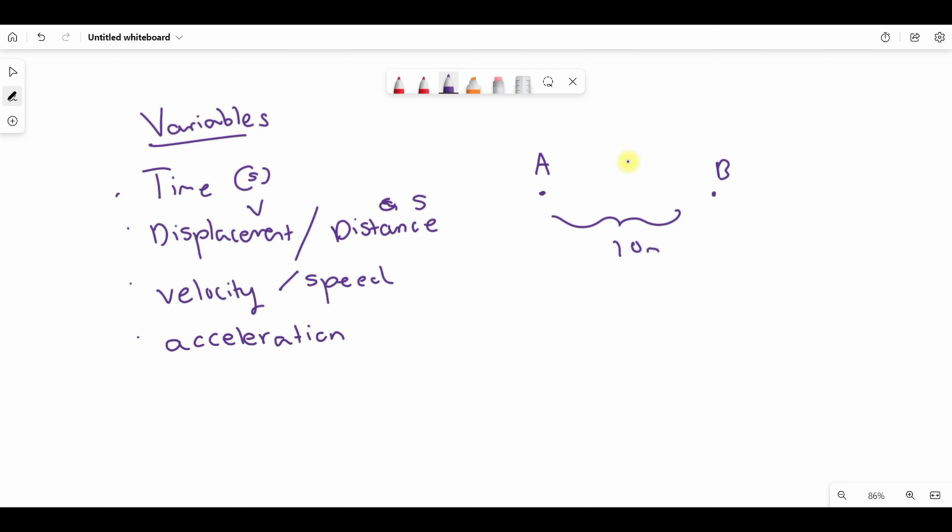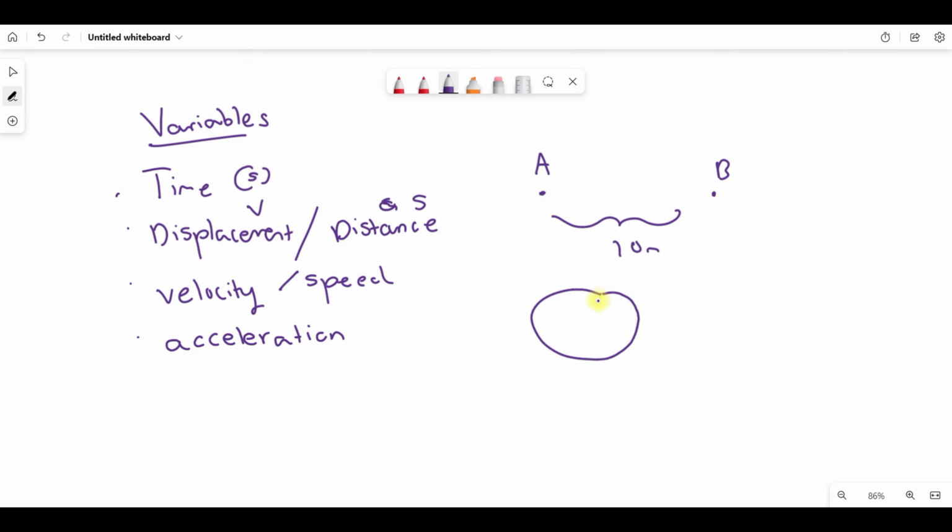But distance is concerned with more than just where you finish. Distance could be you go from point A to point B all the way back to point A. That would be a verbal way of describing distance. Where for displacement, you started at A, you ended at A. So your displacement would be 0 meters, your distance would be 20 meters.